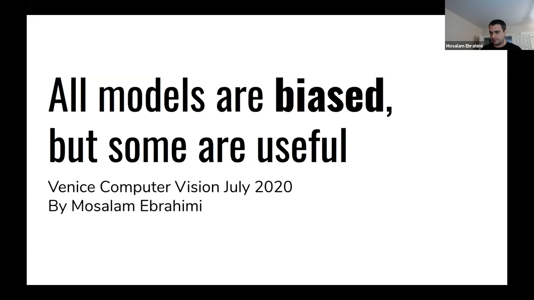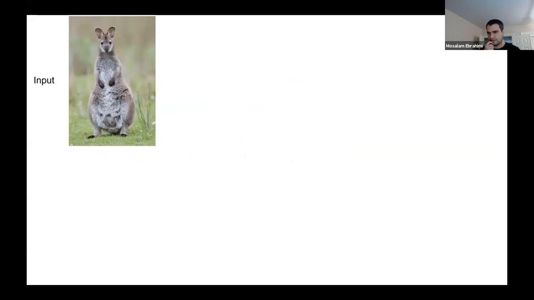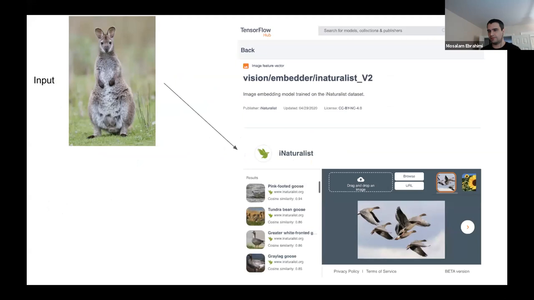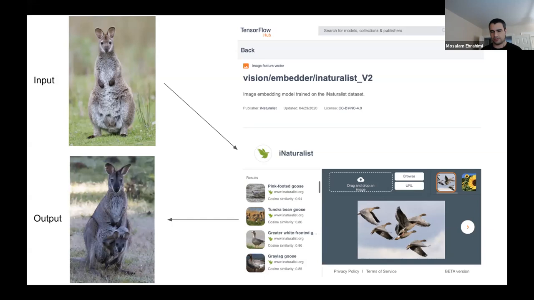All right, so let's just start with an example to see what people are talking about when they talk about bias in machine learning algorithms. So in this example, say I've gone out, taken a picture, and I don't know the name of this animal. And I just remember there's a TensorFlow model that I can either use through the web interface or download and use in Python. If I give the picture to this model, it would tell us what animal that is. So in this case, it correctly says it's a wallaby, and that's the top matching image from the training data set they have used, right?